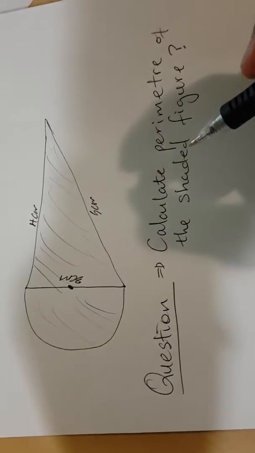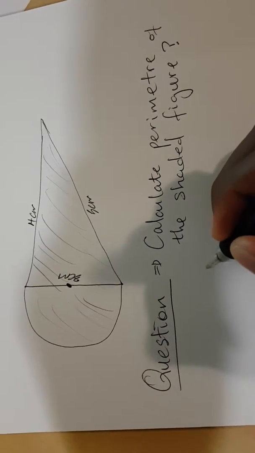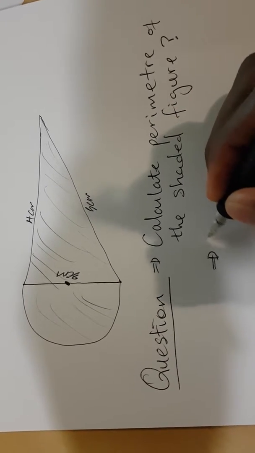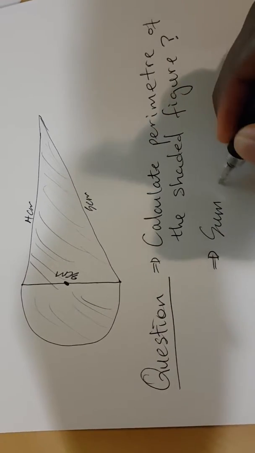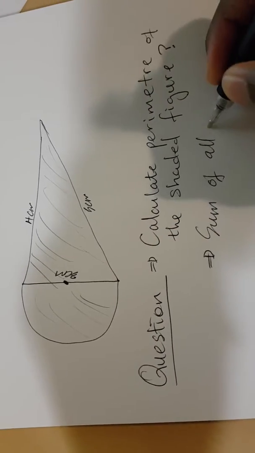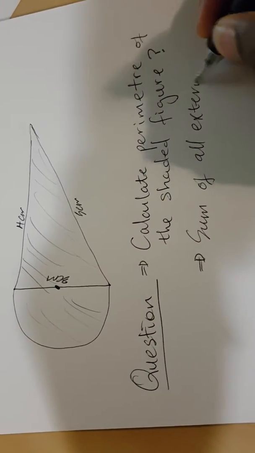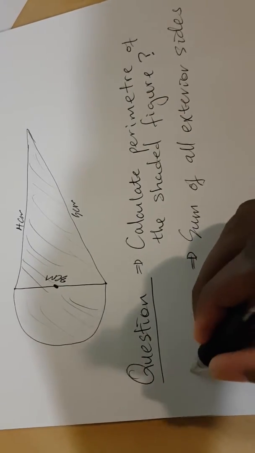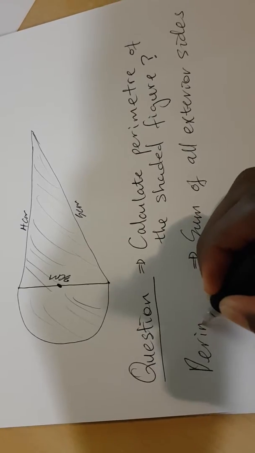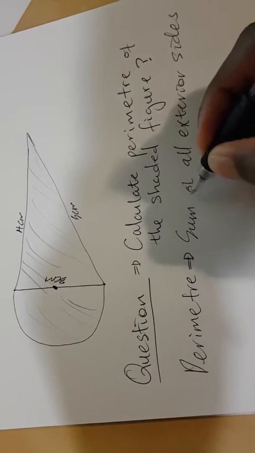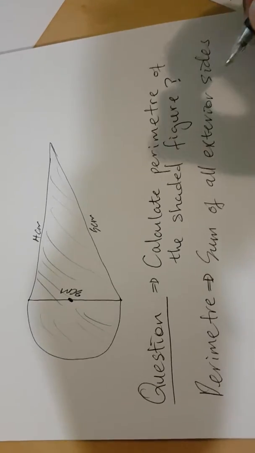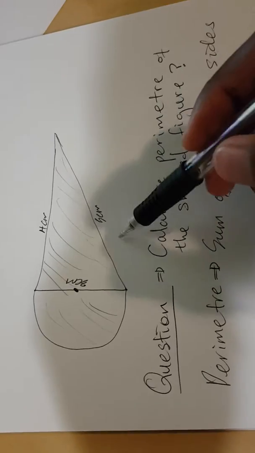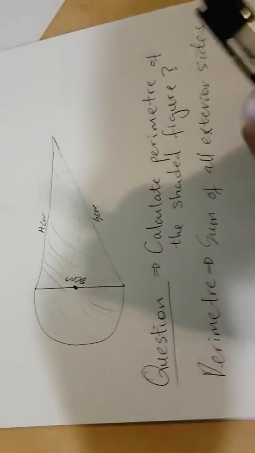Now we have the formula for calculating a perimeter. How do you calculate a perimeter? Perimeter is equal to the sum of all exterior sides. That's how you calculate perimeter. So what I'm trying to say is that when you're calculating perimeter, you add all exterior sides.